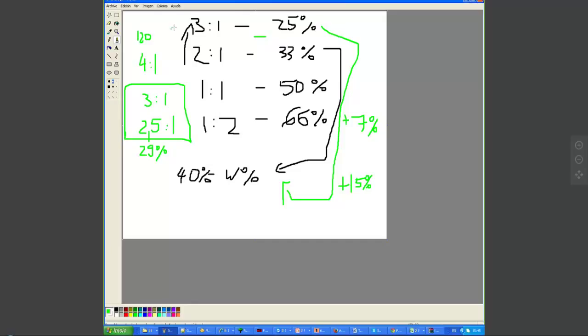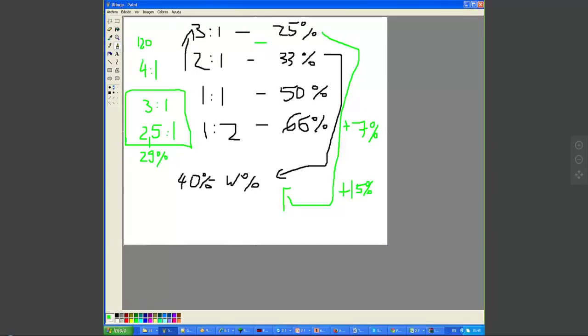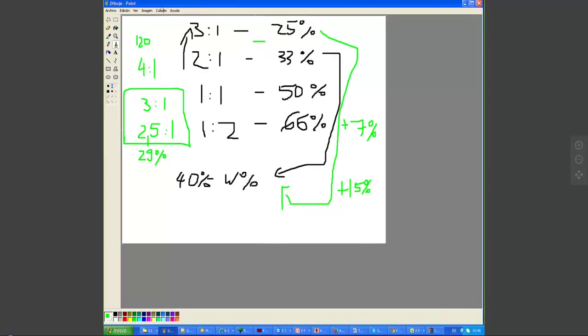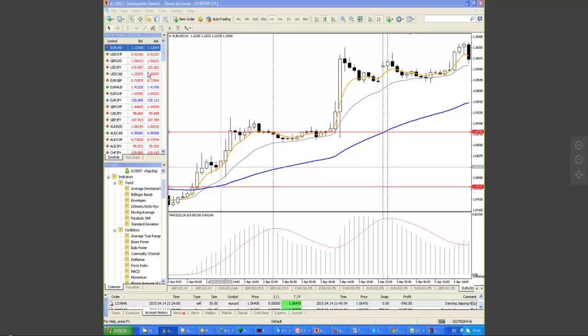That's for the euro dollar. If you're trading other pairs, probably it's not 40 pips, okay? You need to check it. Probably on the pound yen, it's going to be more because it's more volatile. So you need to check every pair. Okay, guys, so questions?